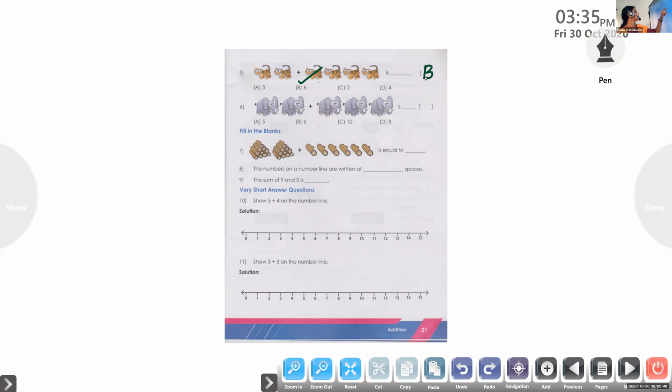Arjun, Krishna, Jinish, please read question number 6. How many elephants are there? How many are there? 5. So which option? Option A, 5. Okay.